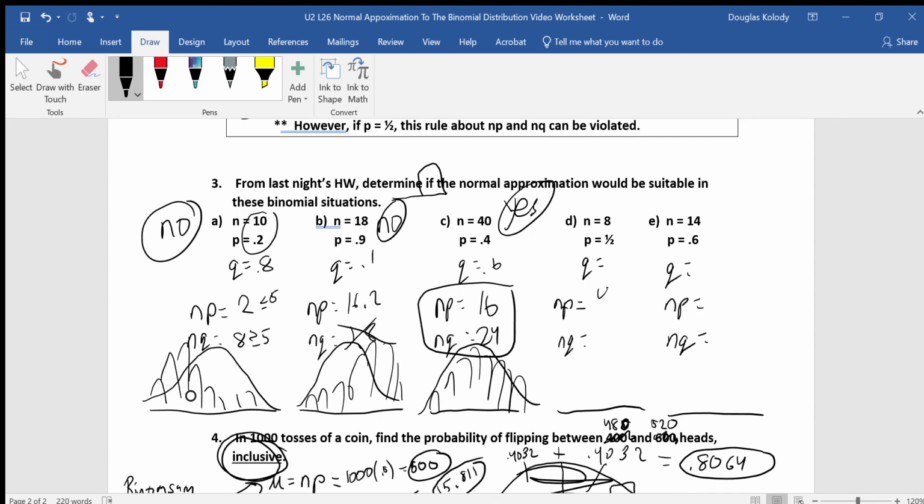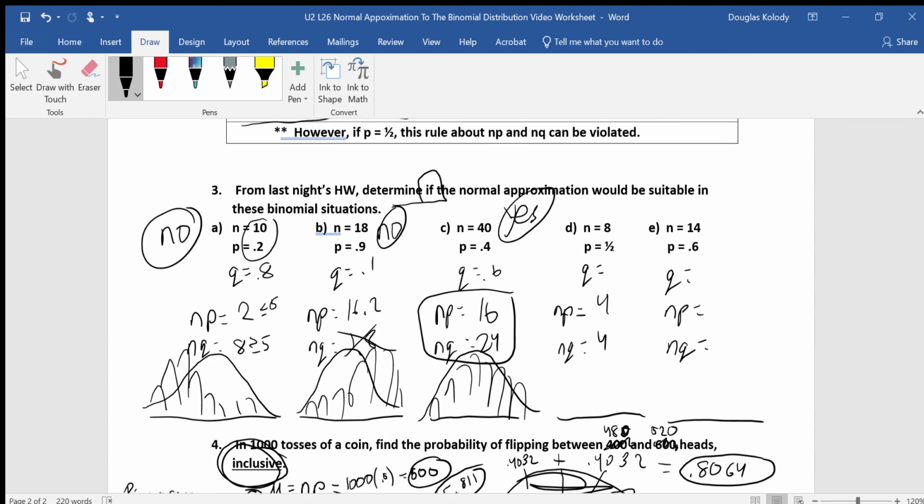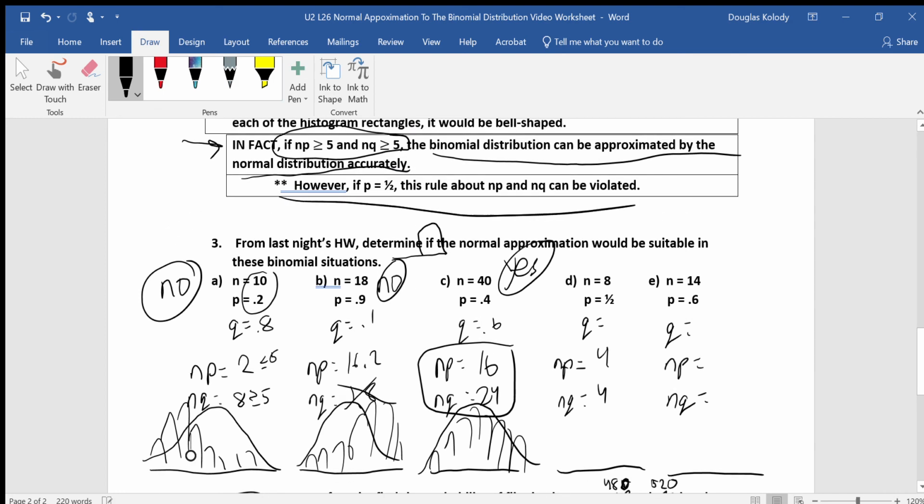Now, here, n times p and n times q are 4 and 4. They're not greater than or equal to 5. This is where this little corollary comes in, because if you drew a histogram, it would be very much symmetrical. As a matter of fact, this is the first example in our notes, and it overlays it very well. So the answer here, even though np and nq are not greater than 5, that works.